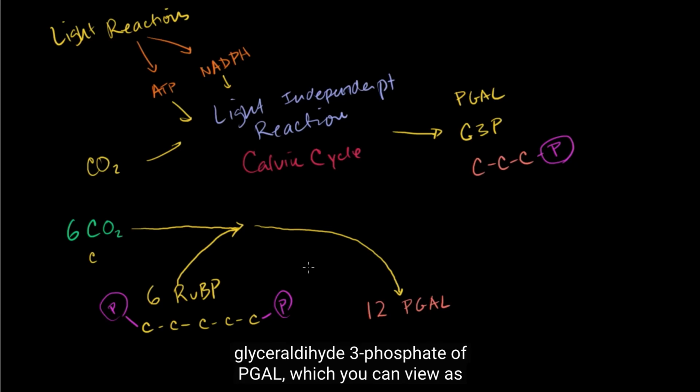So then we have these 12 PGALs. Now, the reason why it's called a Calvin cycle, as you can imagine, we studied the Krebs cycle. Cycles, we start reusing things. The reason why it's called the Calvin cycle is because we do reuse most of these PGALs. So of the 12 PGALs, we're going to use 10 of them, 10 phosphoglyceraldehydes, to recreate the ribulose biphosphate.